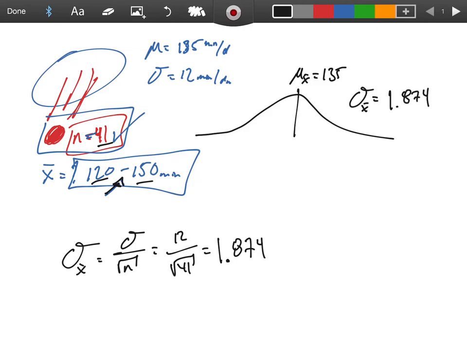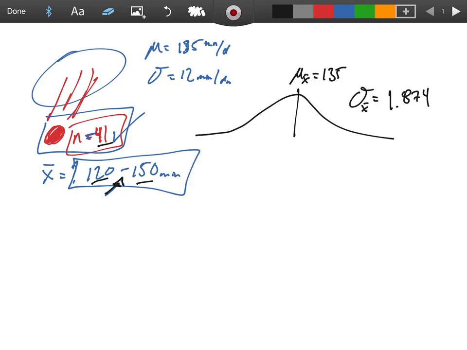Okay, so we've calculated that value. So now I basically have everything I need to go back and apply everything that I know about the normal curve. So 120 is going to be somewhere over here. So let's say that that's 120. 150 is going to be somewhere over here.